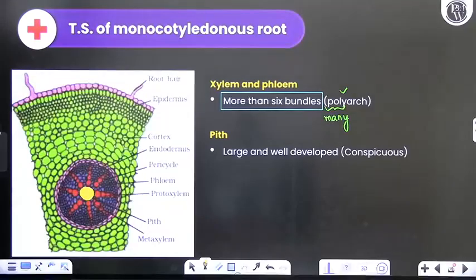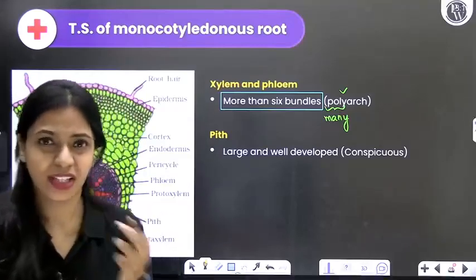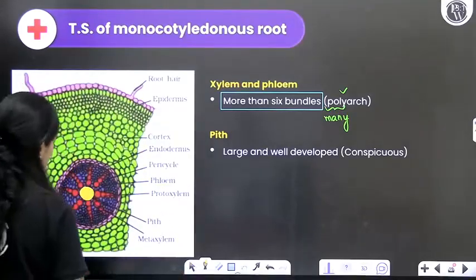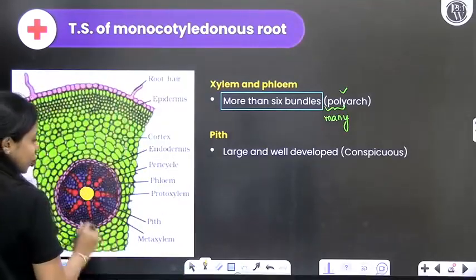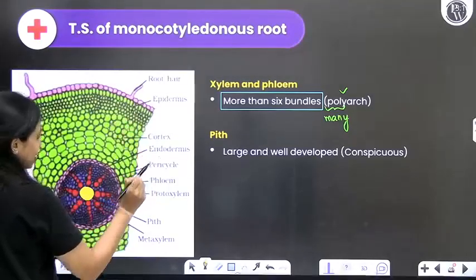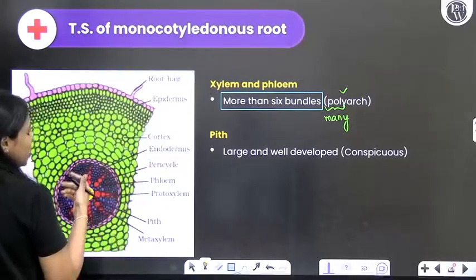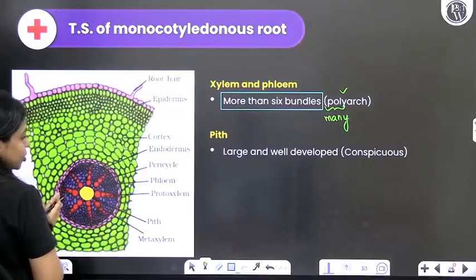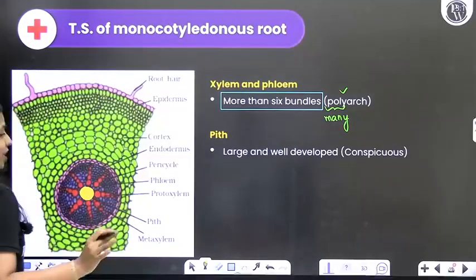Kirtana, pericycle and pith are also in the region of xylem and phloem, but they are ground tissue. Yeah, pith and pericycle are ground tissue. Everything other than epidermis and xylem and phloem is ground tissue. Cortex is ground tissue, endodermis is ground tissue, pericycle is ground tissue, conjunctive tissue is ground tissue, pith is ground tissue. Apart from xylem and phloem, everything else is ground tissue.